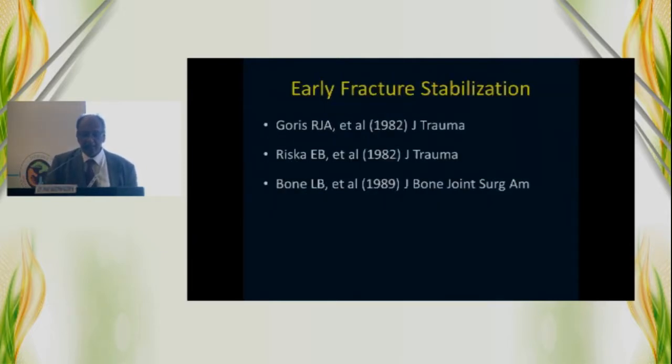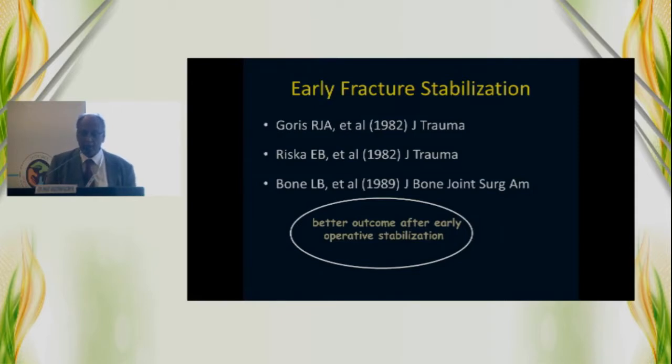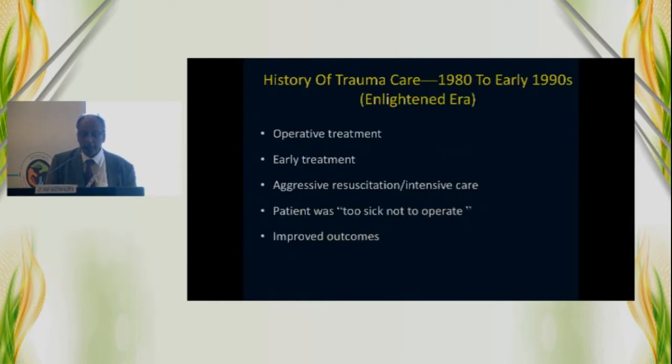And then in the 80s, people started aggressively resuscitating the patients and fixing all the fractures. So various groups in Europe and in the US started doing this and showed much better outcomes with early operative stabilization of these multiple fractures. So we entered this so-called enlightened era of trauma care, when operative treatment became the rule. You also had to combine this with aggressive resuscitation, and we gradually came to think that patients were too sick not to operate on. So however sick they were, the idea was to get all their fractures fixed as soon as possible so that you could mobilize these patients.